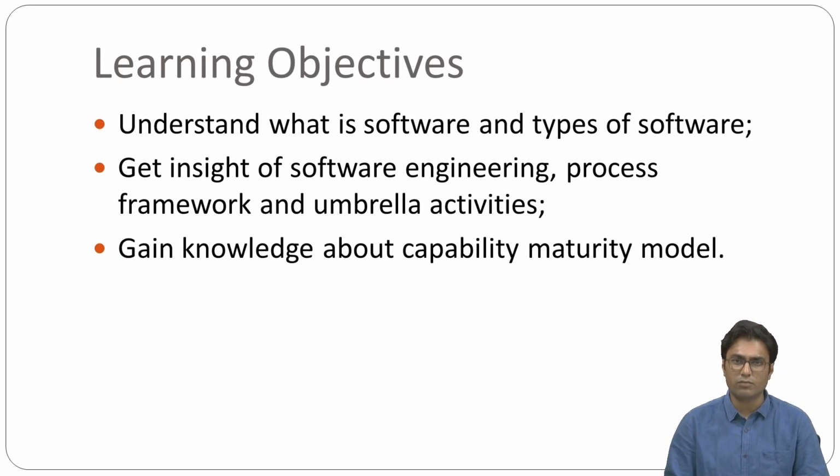So the objective of the chapter is to introduce concept of software engineering and related terms. When you will learn this chapter, then you will be able to understand what is software and types of software. Then you will get insight of software engineering, then actually process related to framework and umbrella activities, and also you will gain knowledge about capability maturity model.